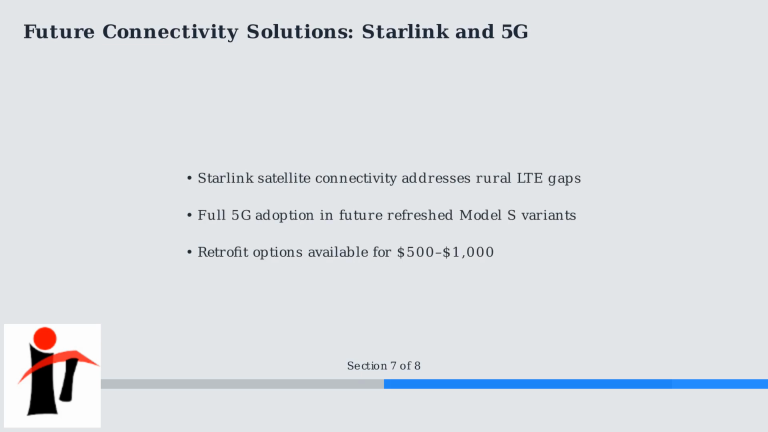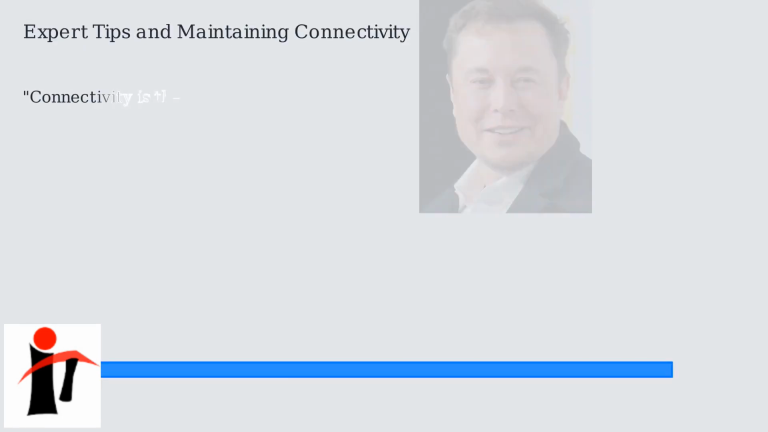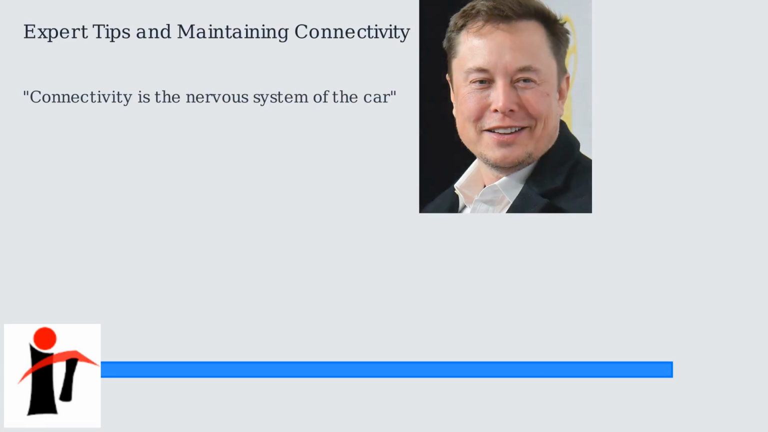Key points to remember: Starlink addresses rural LTE gaps, 5G is coming to future Model S variants, and retrofits are available for current owners. Elon Musk has emphasized that connectivity is the nervous system of the car.